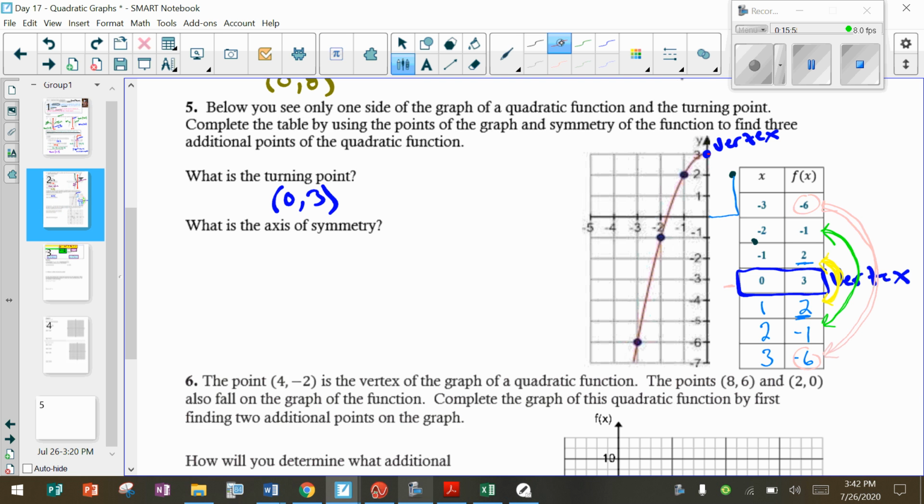The axis of symmetry, remember, has the same x value as our vertex. The axis of symmetry equation is always x equals, and it's the same number x as our turning point. So in this case, it's x equals 0.